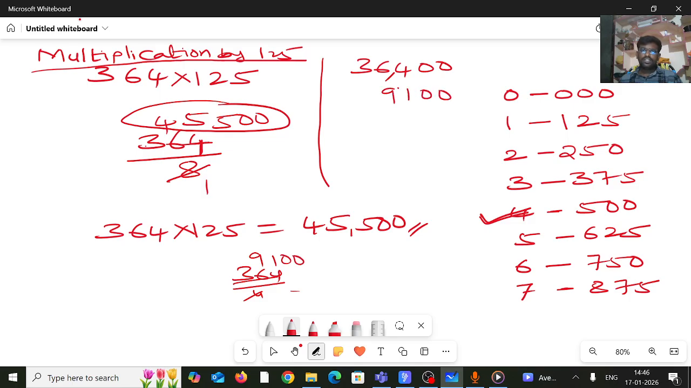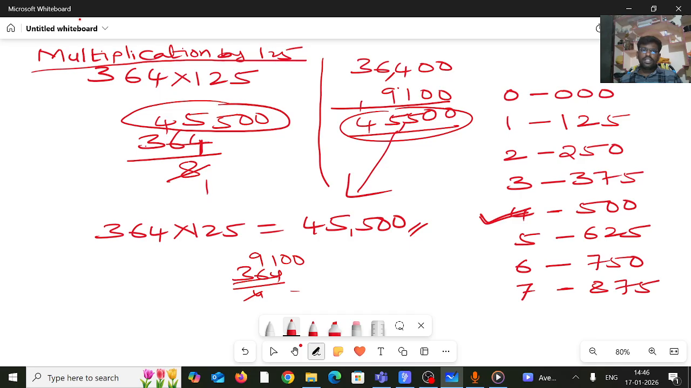The general method which we followed in the previous example. 36,400 plus 9,100, and then look at here, same answer we got. Right? Is it clear to all the members?